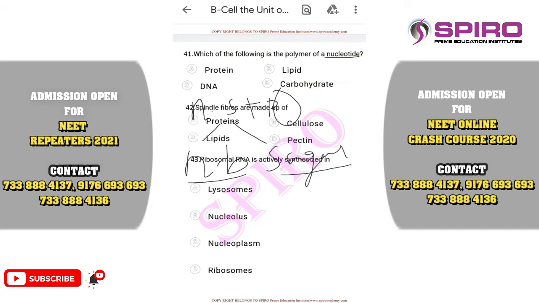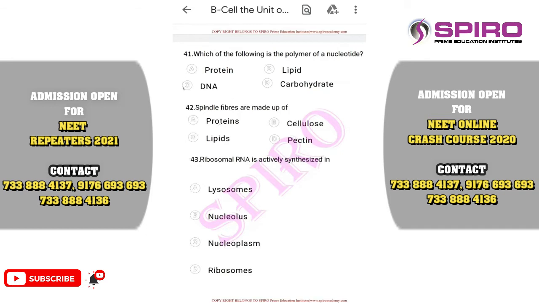So the question is, which of the following is a polymer? You know a polymer of nucleotides is nothing but what? It is a nucleic acid, right? So it should be either DNA or RNA. So the correct option here is option C, that is DNA.